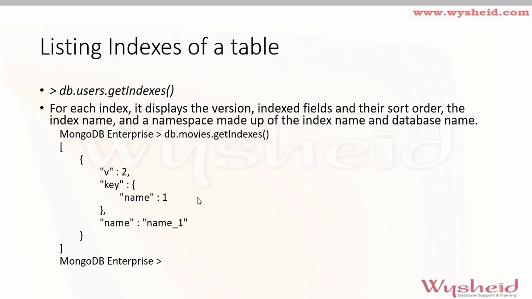Okay, so when we execute this command, the result will display the version of the index, and also the key, or the indexed field. Here you can see that the key indicates the field name on which the index is created and the sorting order. And you can see that there is a name for the index. By default, the index name will be created based on the field name and a digit. So for example, if it is the first index on the field name, then the index name will be name_1, but we can always change the index name.